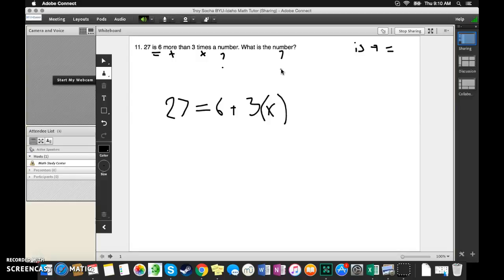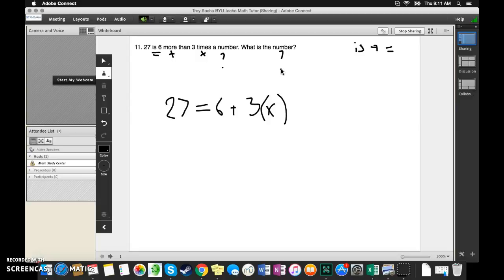So let's run through how this problem was put together again. 27 is our equals sign, right? So we know that 27 equals something. We know that so far. Now 6, that's a number, so we can put that in. 27 is 6 more. So 6 more means we're probably adding 6 to something. So I put that down, 6 plus 3 times a number. 3 times x. 3 multiplied by a number.